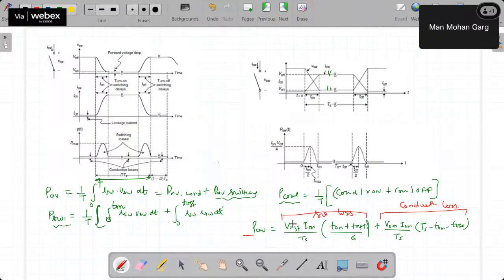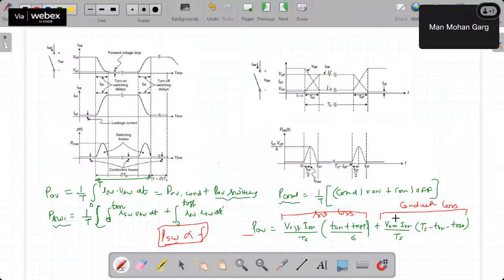So from here, if we see, the switching loss is directly proportional to frequency. Switching losses are directly proportional to switching frequency. So more the switching frequency, more will be the losses. But if our switches are such that they have less T on and less T off, then the switching losses can be minimized, can be lowered, right?